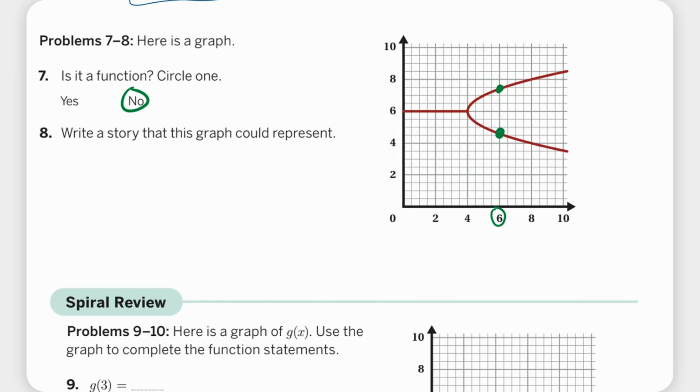Write a story that this graph could represent. So, I mean, there's lots of different situations that you could write about in terms of, a thing can only be at one spot in time, right? Like I can't be at home and also at school. And so that's why certain situations don't really make any sense.